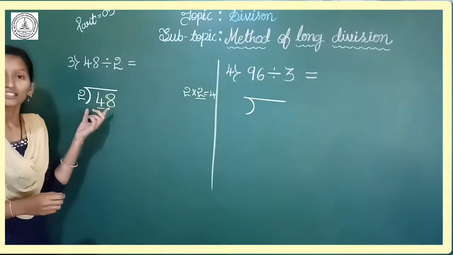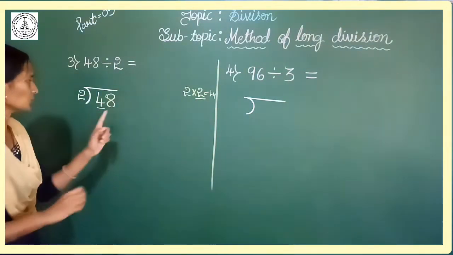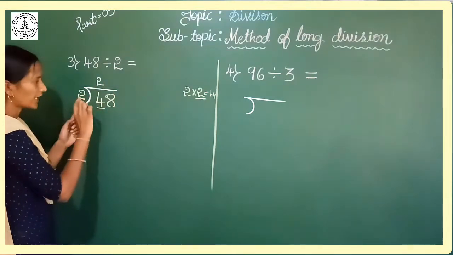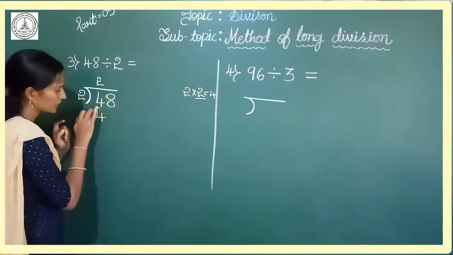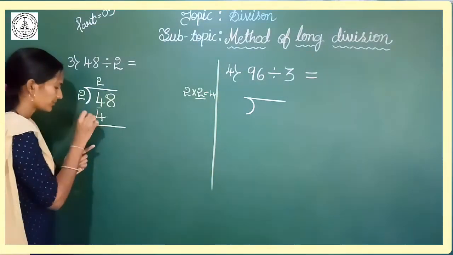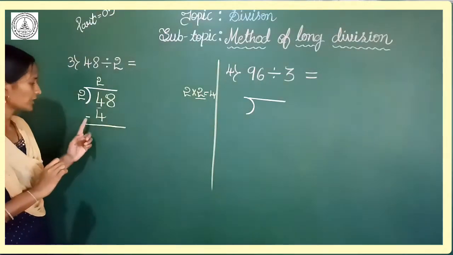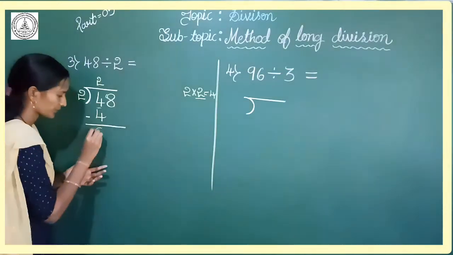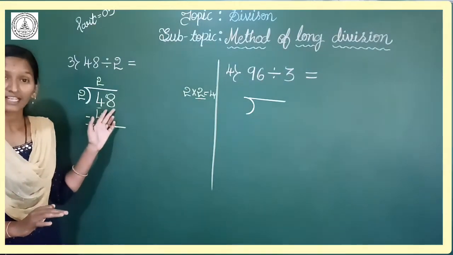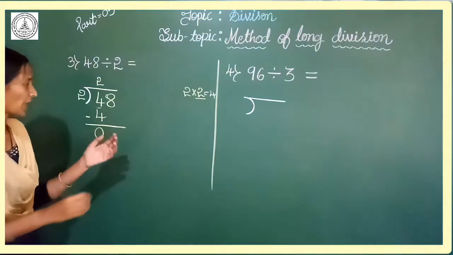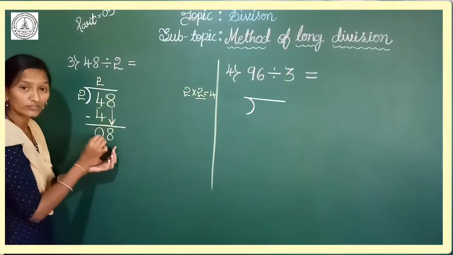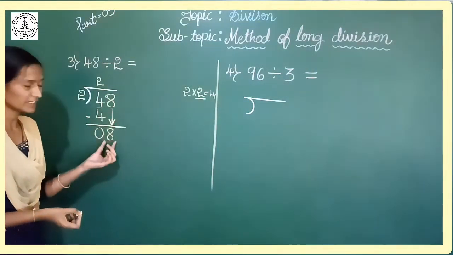Means in 48, this 4 is in tens place, right? So write this 2 above the 4. Means in the tens place, right? See here, 2 2's are 4, right? 2 2's are 4. I am writing this 4 here. Right? So now what is the next step? You have to subtract it. See, so I am keeping the symbol of subtraction, that is minus. So 4 minus 4 is what? 4 minus 4 is 0. Right? Is this division over? No. So here is the next number 8. It is in ones place. Right? So now you have to bring down or take down this 8 here and write this 8 in front of this 0. Right? So now I am taking this 8 down.